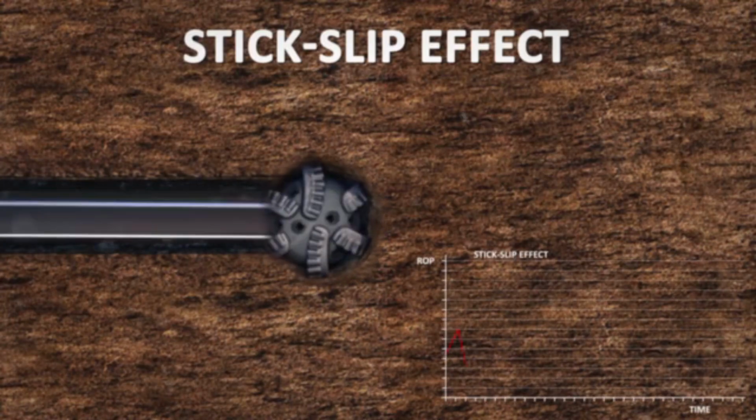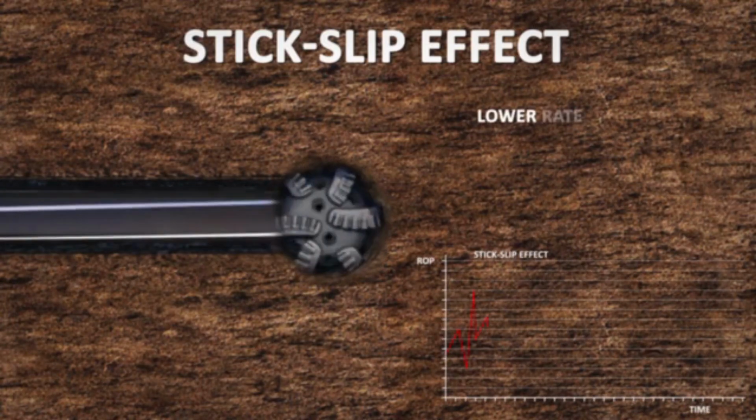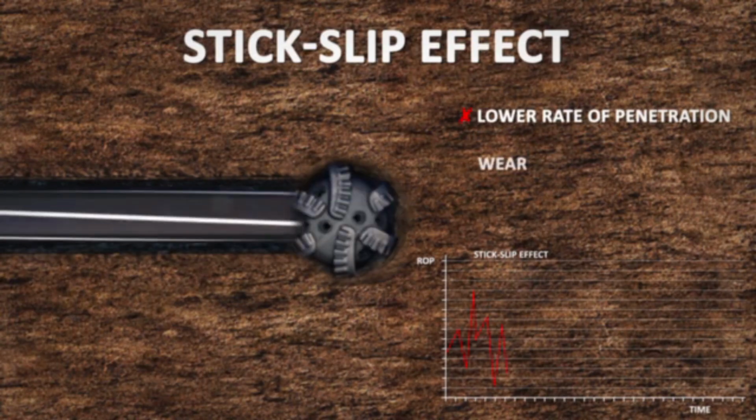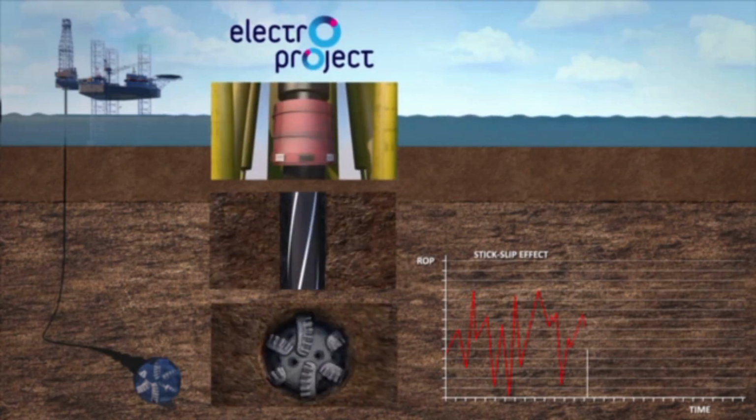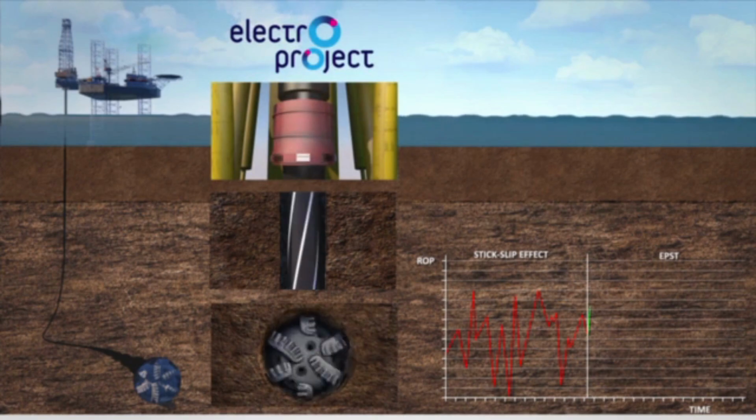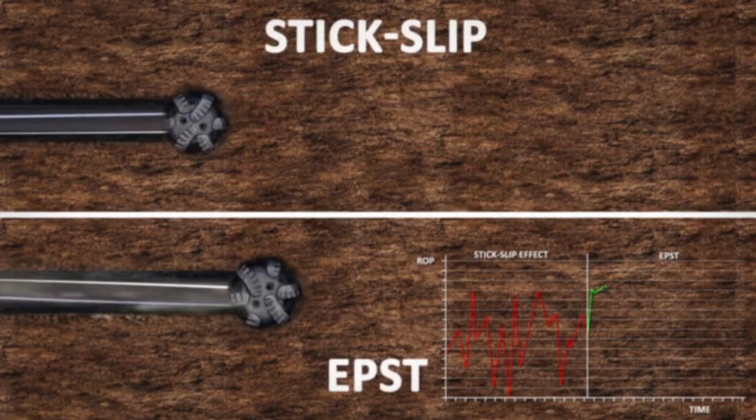This cycle of sticking and slipping creates many complications like lower rate of penetration, more wear and tear on the drill bit and the downhole equipment, and damage on the well bore. The ElectroProject SoftTorque control system prevents the drill bit from getting into this stick-slip cycle and saves days of operation per well.